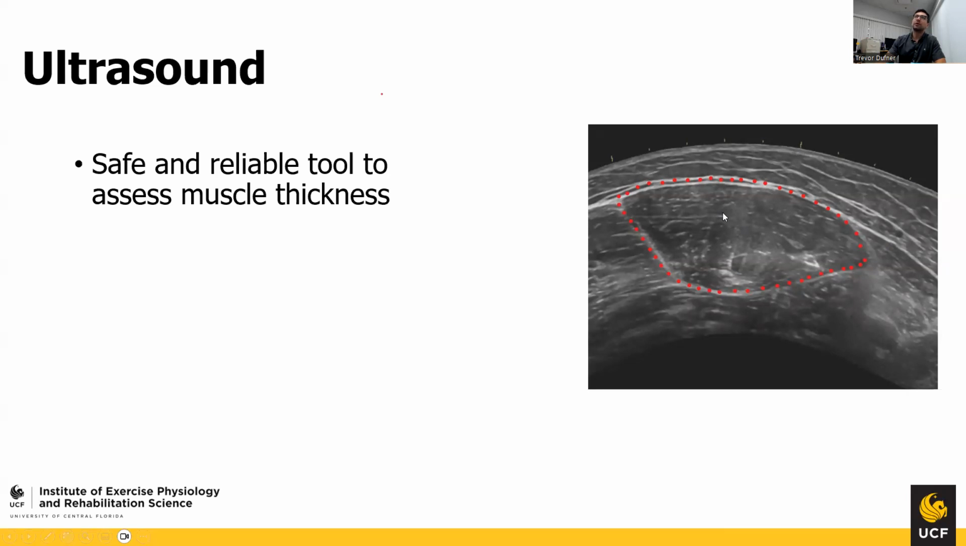Or I can do something called echo intensity. You don't really need to know what echo intensity is, but essentially it looks at a quality measurement of the muscle itself. It's an arbitrary measure of the refractance of the light, or excuse me, refractance of the sound going through the muscle body.